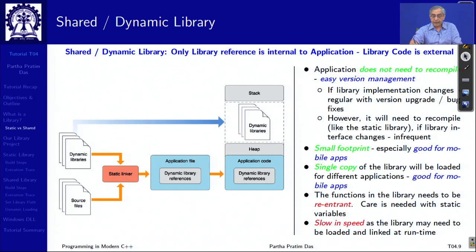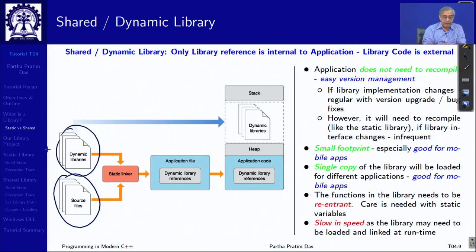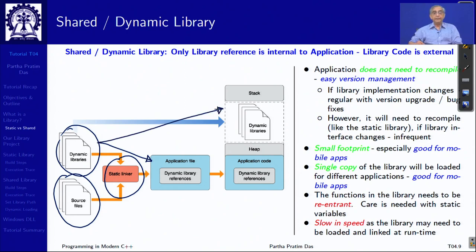So, this is the view of a shared or dynamic library, where I have the source files as before, I have the dynamic libraries, I have my linker which is happening at the static time. But it is doing a kind of dynamic linking. It does not include everything from the dynamic library. It just includes enough information so that the application program, when it needs to find a particular function, will get that information here. But the function actually is not here, it is in the dynamic library body.